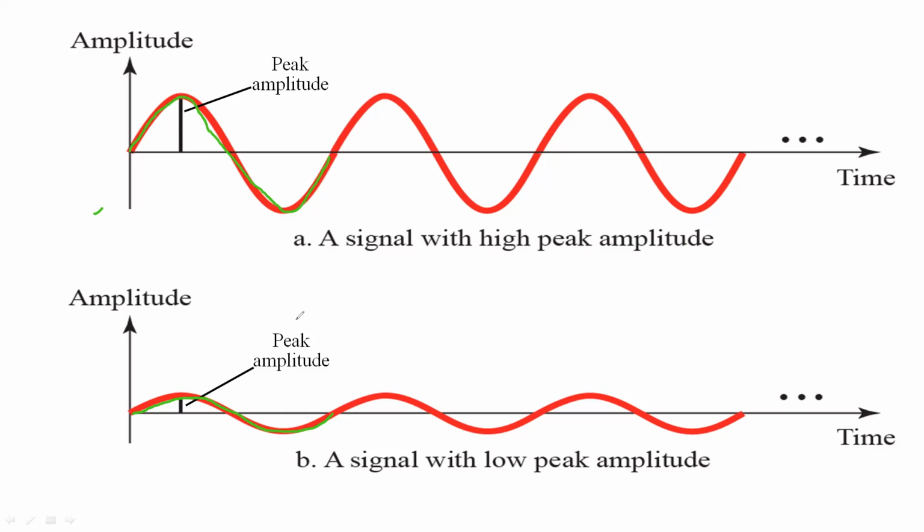So with respect to these two signals, this will have a high peak amplitude since the curve is taking some more amount of time, right? So here it is a low peak amplitude, because it takes some less amount of time, right? So this is the two different peak amplitudes. It's with high peak amplitude and this is with low peak amplitude. So it is measured with respect to its time as well as an amplitude.